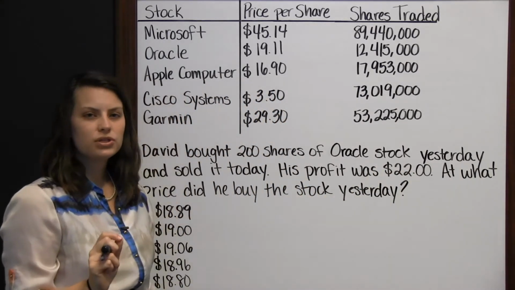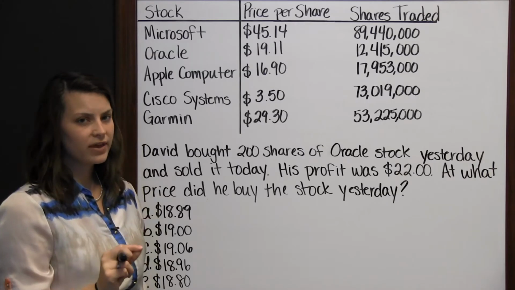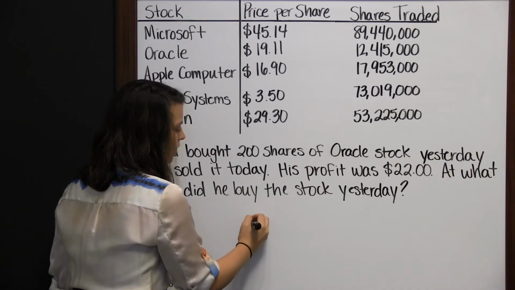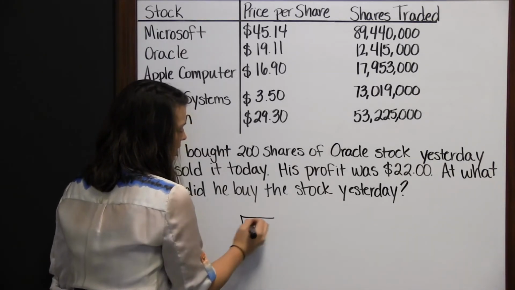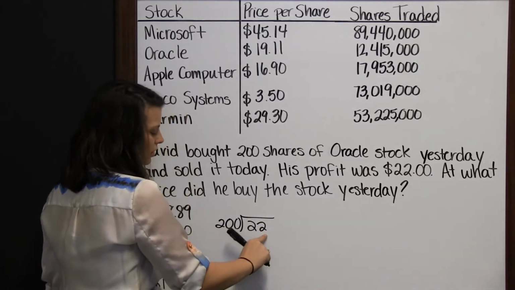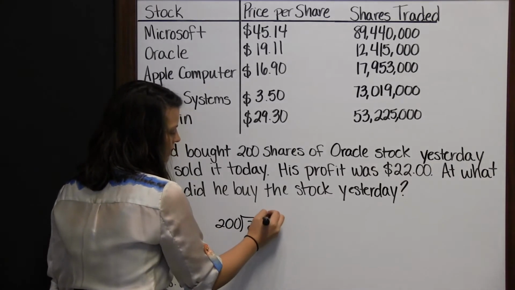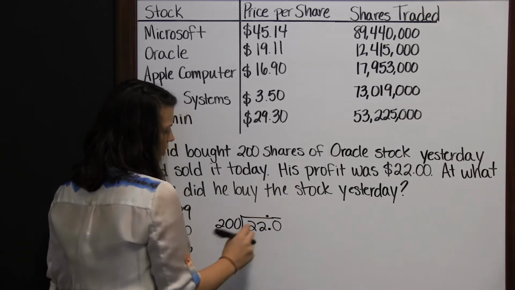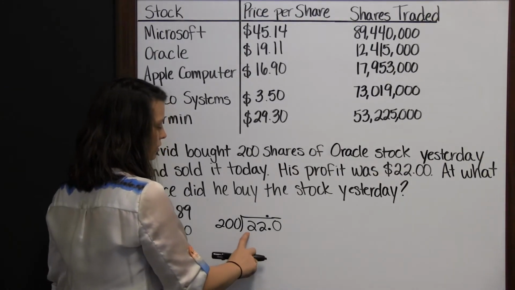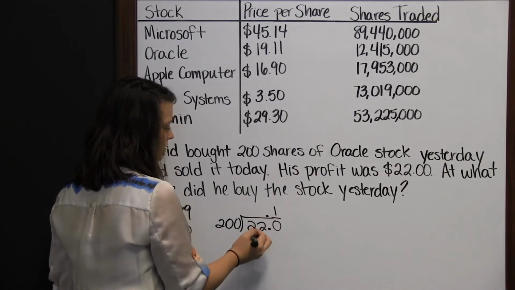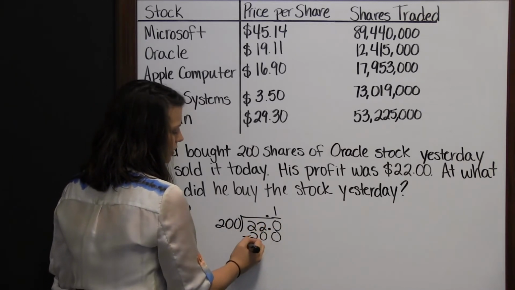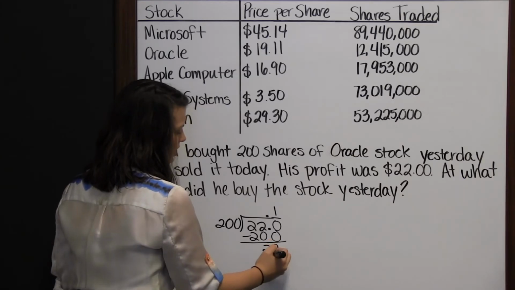So the first thing we want to do is find out his profit per share, which means we need to divide his profit by his number of shares. 200 does not go into 22, so I have to add a decimal and a zero. Now 200 will divide into 220. 200 goes into 220 one time. And 200 times 1 is 200. We subtract and we get 20.